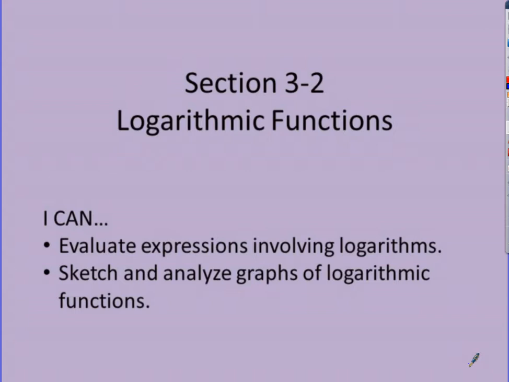This is section 3.2, part B, logarithmic functions. The I can statement for this half of the section: I can sketch and analyze graphs of logarithmic functions.